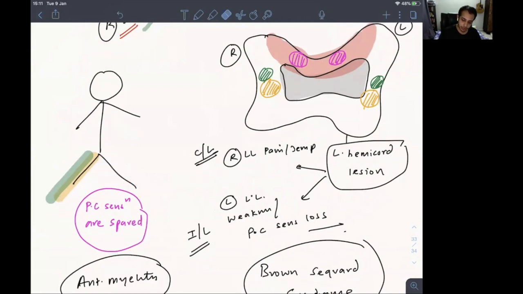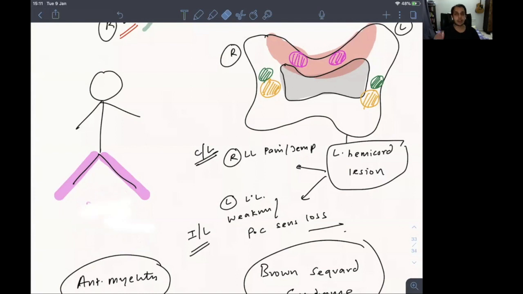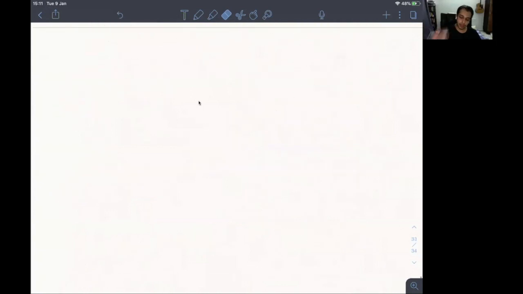Again, this is simple because this would mean that your posterior column sensations are involved bilaterally and your lateral spinothalamic and corticospinal tract is spared bilaterally. Okay, so that covers your myelitis and paraparesis. Now let us get to lower motor neuron causes of paraparesis.